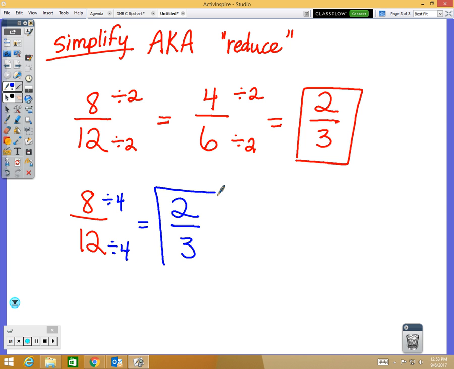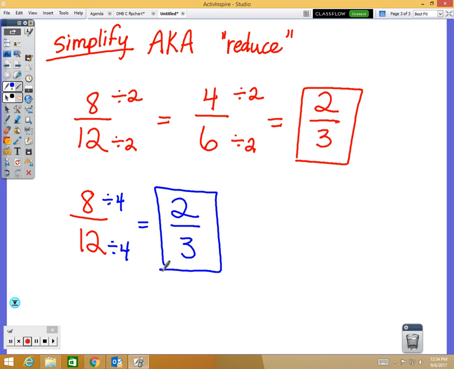2/3. Now, the advantage of dividing by 4 is that it only took me one step. But did I end up with the same answer? Yes. So both ways are correct. Both ways are fine. If you are more comfortable doing it in multiple steps, then use multiple steps. When you only do it in one step, you are dividing by the GCF.